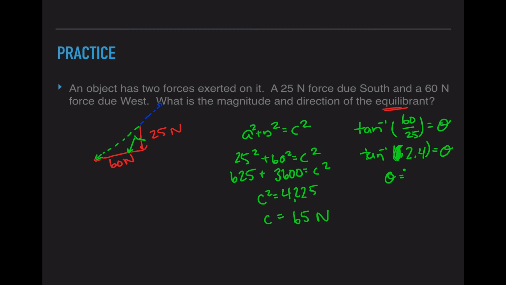Theta equals 67.4 degrees, and we need our directions, so blank of blank, and the first leg that we drew is south, so that is our second blank spot, and we traveled west of south. So now I'm going to rewrite everything, we're just going to change the direction. 65 newtons at 67.4 degrees, and instead of west, we're going to be traveling east, and instead of south, we're going to be traveling north.